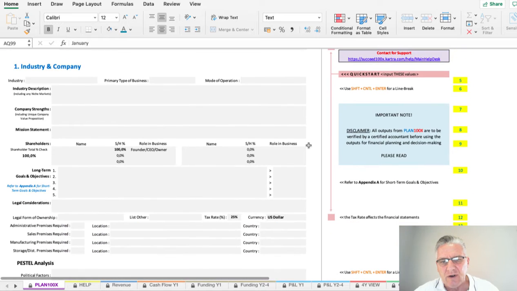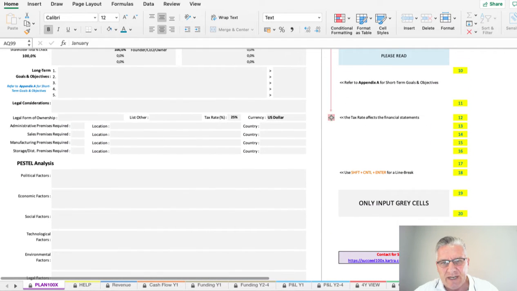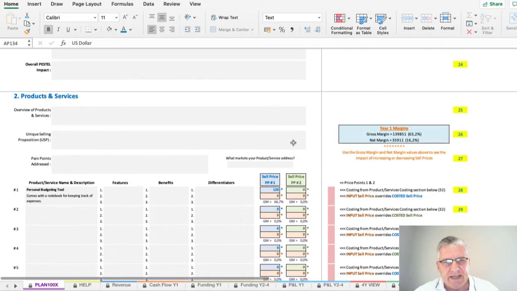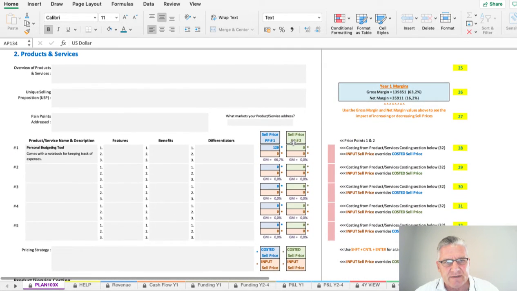So now we're going to just scroll down to the next quick start entry, which is this one here. It's your tax rate, your corporate tax rate. It will depend on what country you're in as to what tax rate you pay. So we've got 25% in here, and you change that to suit your country, and we've just input as well that you're using US dollars. So down we go to products and services.